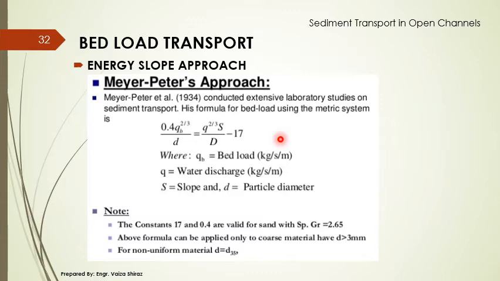Next is the Meyer-Peter approach. Meyer-Peter conducted extensive laboratory studies on sediment transport. His formula for the bed load using the metric system is given over here. QB is the bed load in kg per second per meter. Q is the water discharge in kg per second per meter. S is the slope and D is the particle size. The constants 17 and 0.4 are valid for sand with a specific gravity of 2.65. The above formula can be applied only to coarse material having a particle diameter of more than 3 mm. For non-uniform material, you can assume that D equals D35.